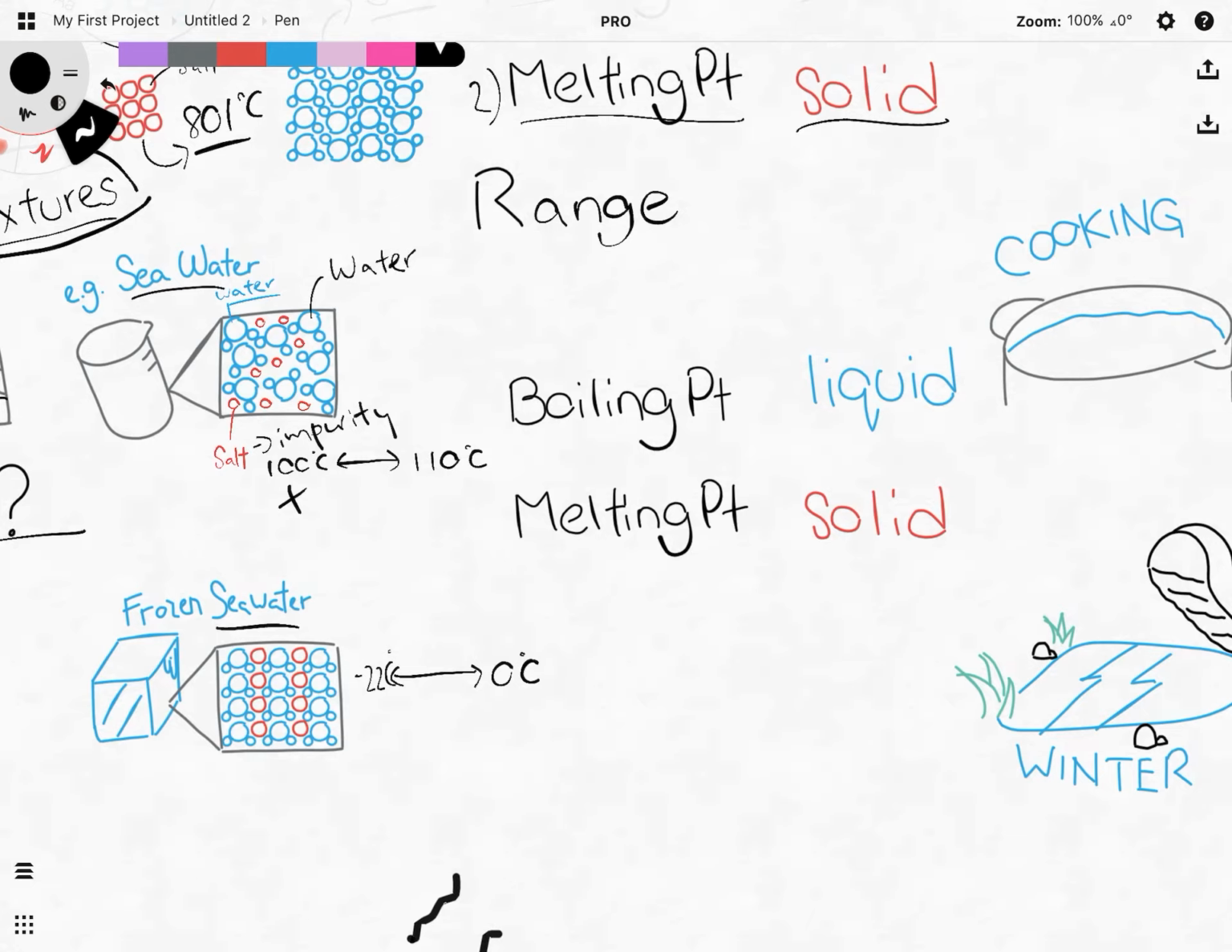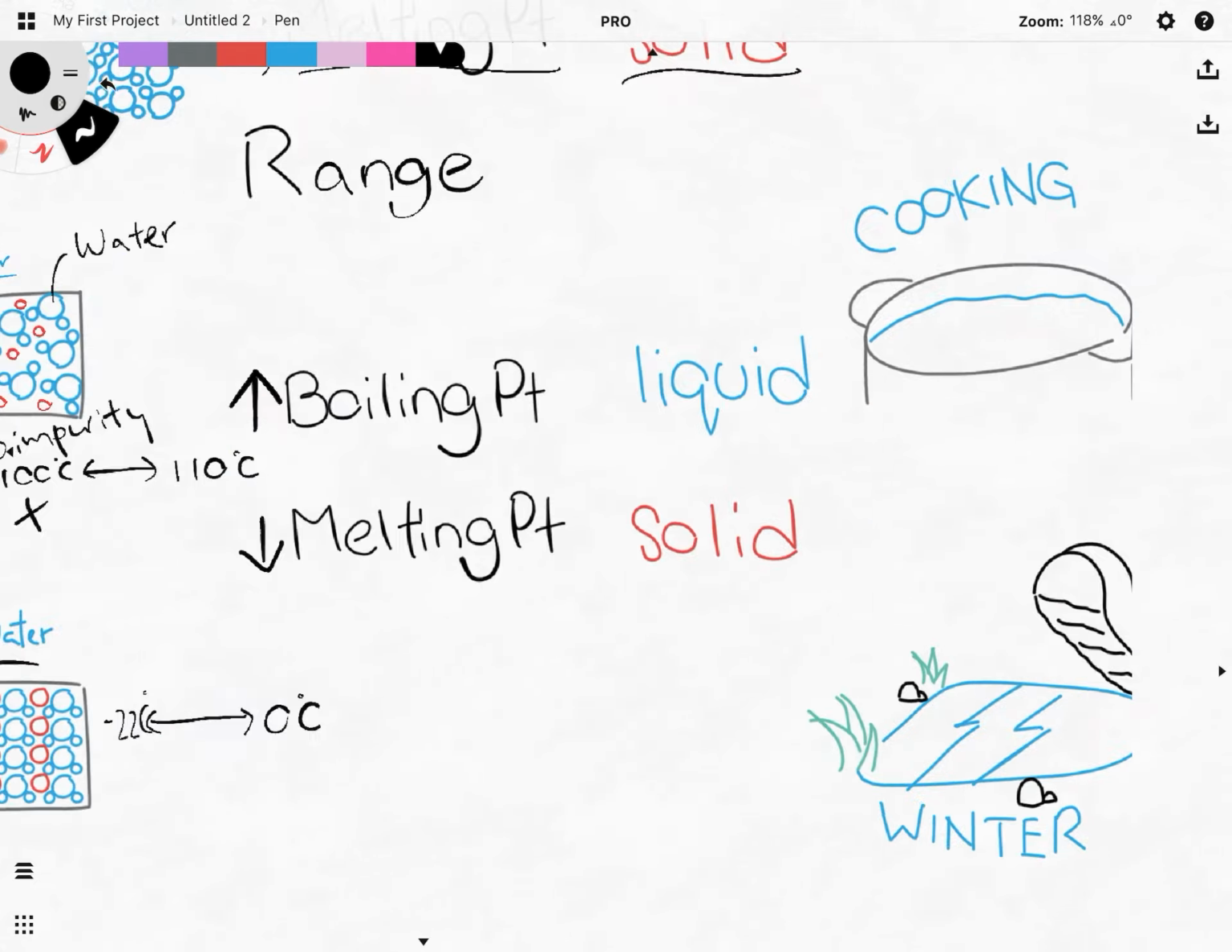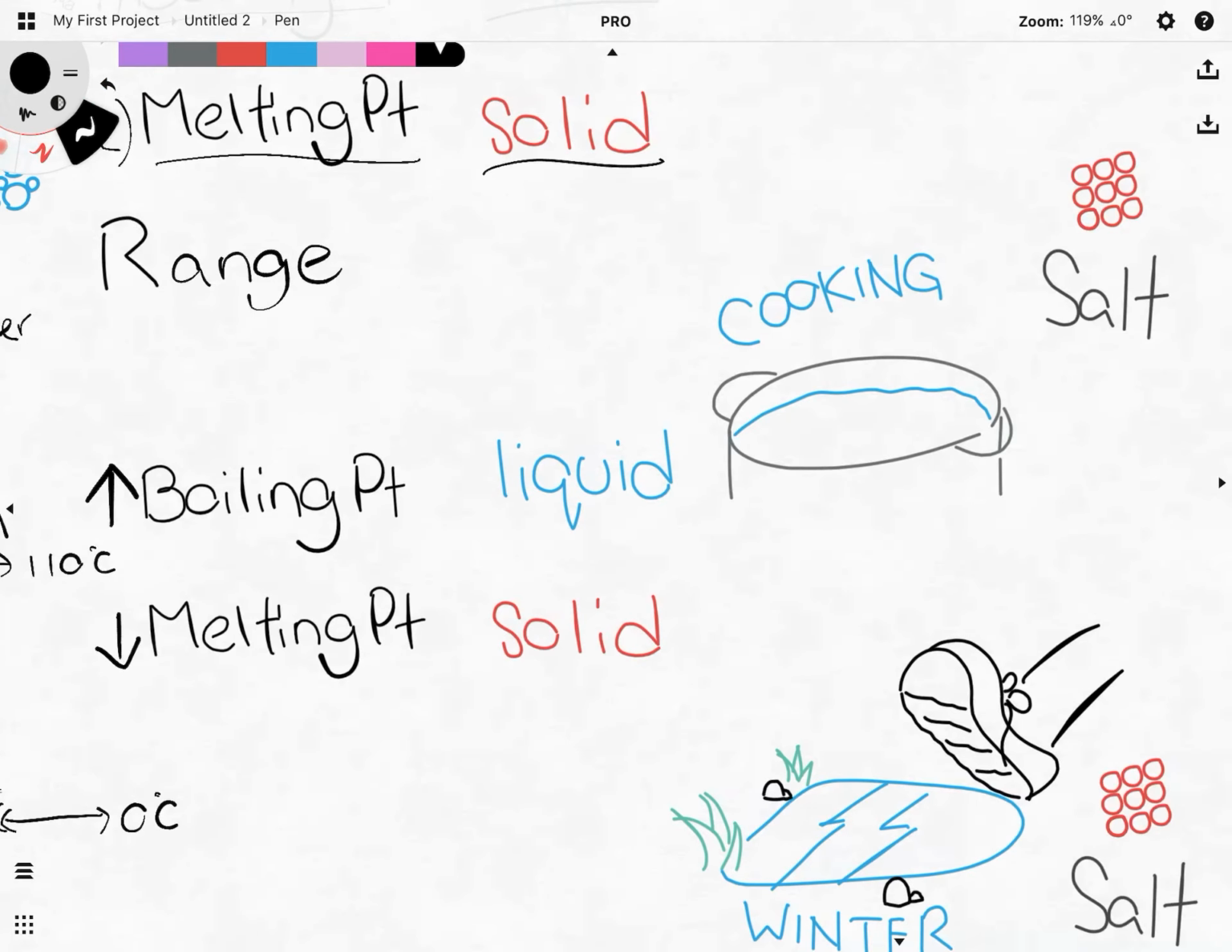Well, the more impurities I have in a liquid, it will actually increase the boiling point of the liquid. The more impurities I have in a solid, it will actually decrease the melting point of the solid. Okay, so I say again, the more impurities that are present in the liquid, the higher the boiling point. The higher the amount of impurities in a solid, the lower the melting point. I'll give you some examples of when this might come in useful.